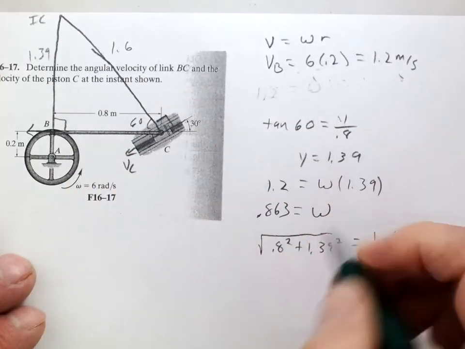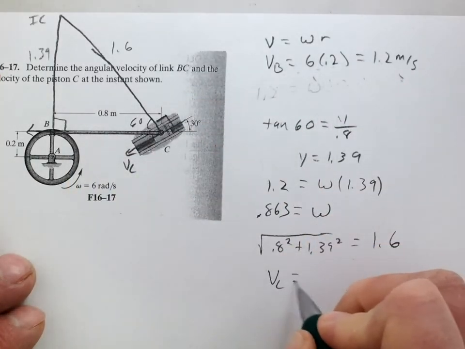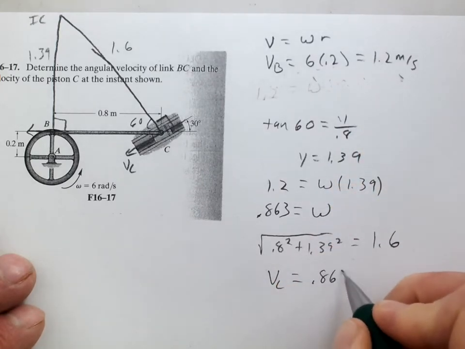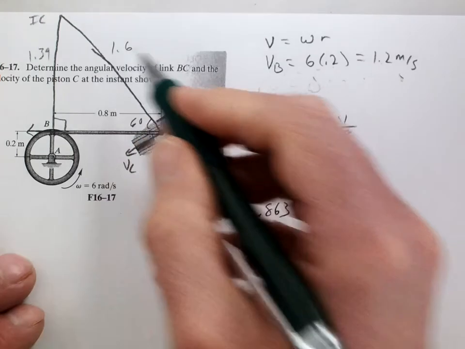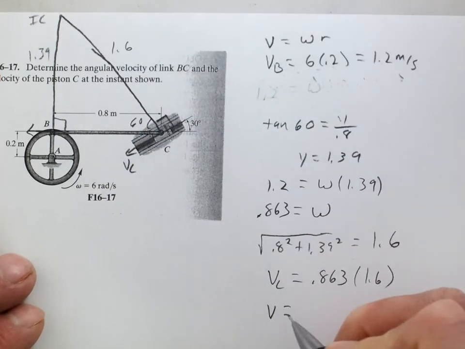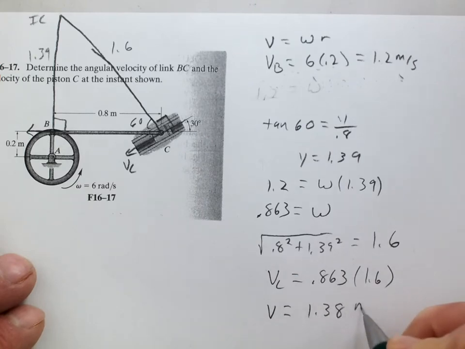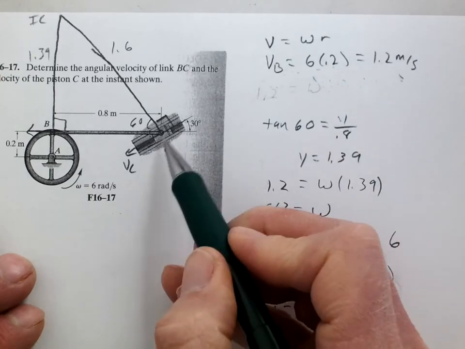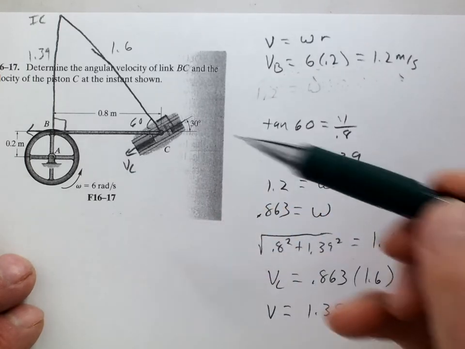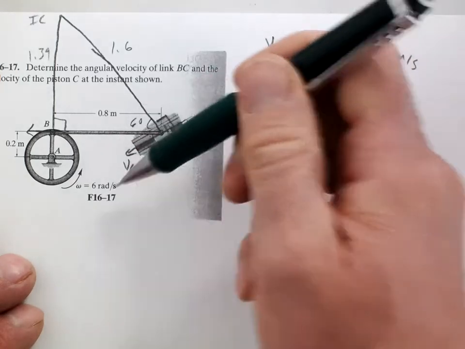So the velocity at C is equal to omega, 0.863, times r, 1.6, and VC is equal to 1.38 meters per second, and it's at 30 degrees from the horizontal, so it'll have a negative i and a negative j.